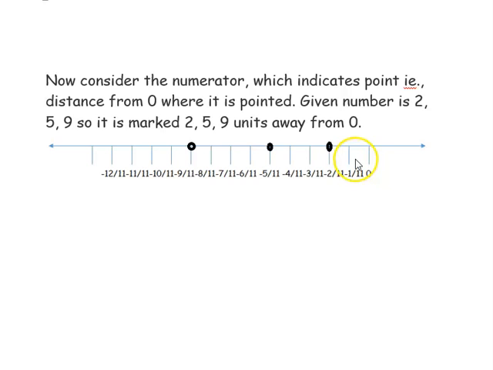So negative 5 lies at a distance of 5 units from the 0. So 1, 2, 3, 4, 5, and negative 9 lies at 9 units from 0. So 1, 2, 3, 4, 5, 6, 7, 8, 9. So these are all the 3 points which we have marked on the number line. So here we have marked all the 3 points on the single number line because it has the common denominator.